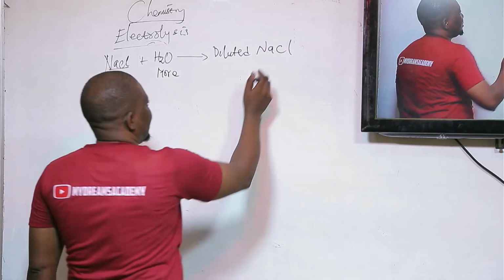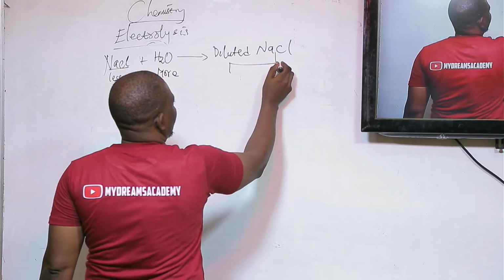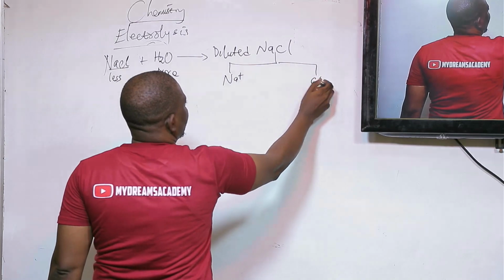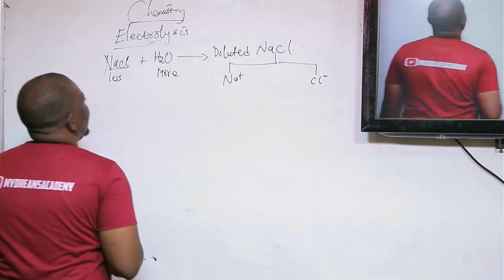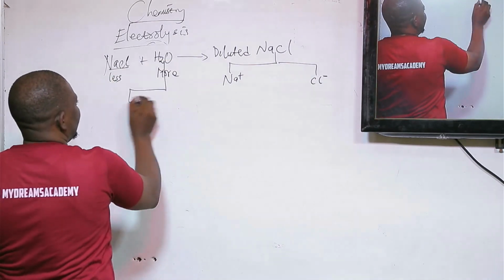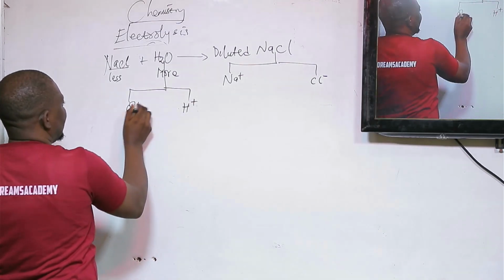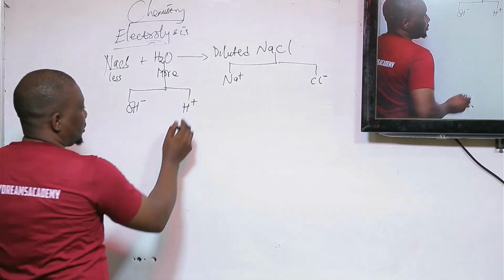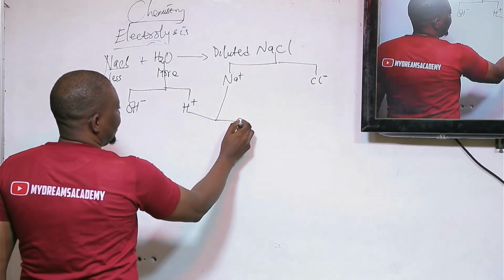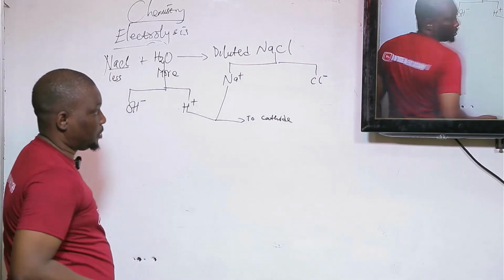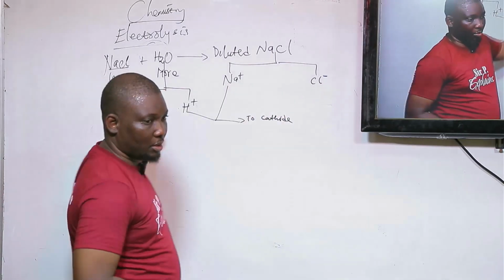So in that regard, this is going to split into Na+ and Cl-. And the water is also going to split into H+ and OH-. So these two migrate to the cathode. Of course, you should expect these two to migrate to the anode.